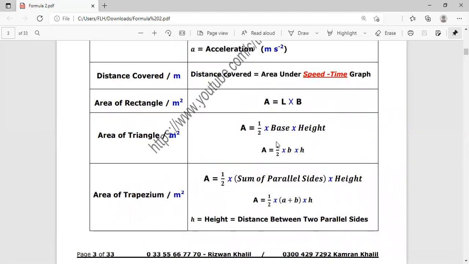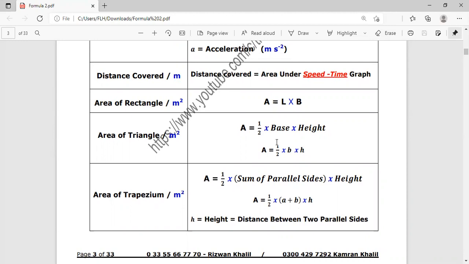Then here is another important part of kinematics, that is distance covered is equal to area under speed time graphs. Always distance can be calculated by using speed time graphs, and here we are supposed to have three formulae: area of rectangle, area of triangle, and area of trapezium.